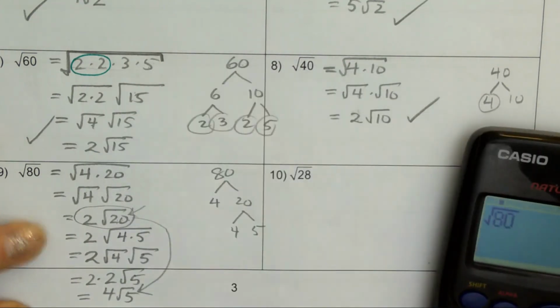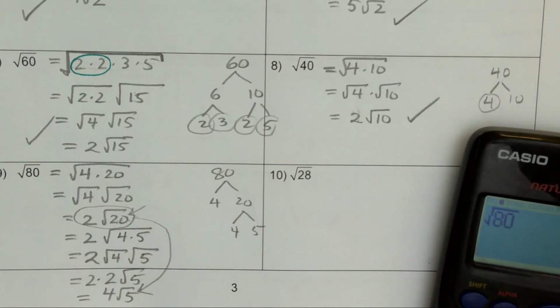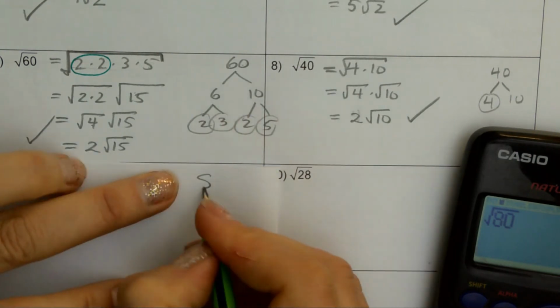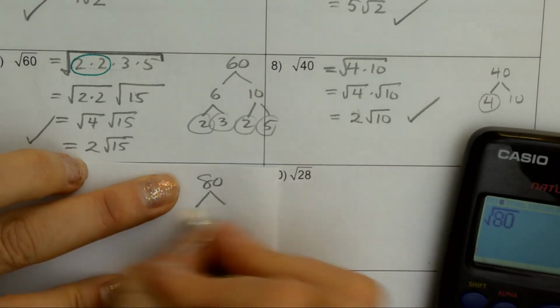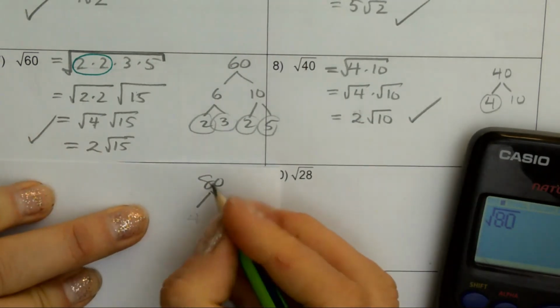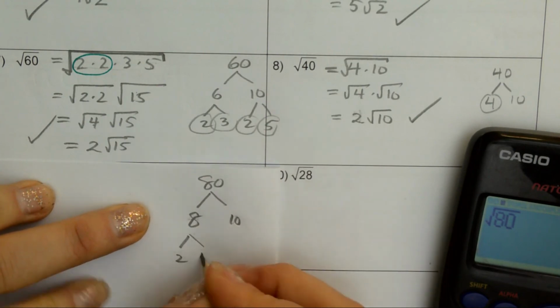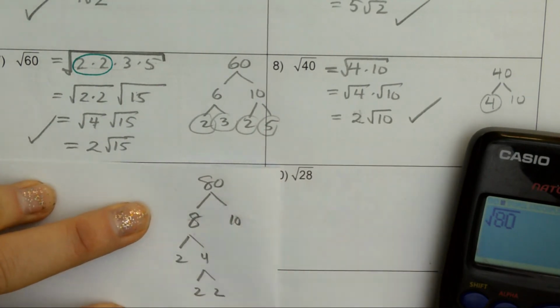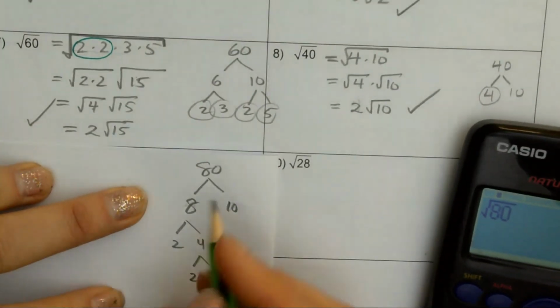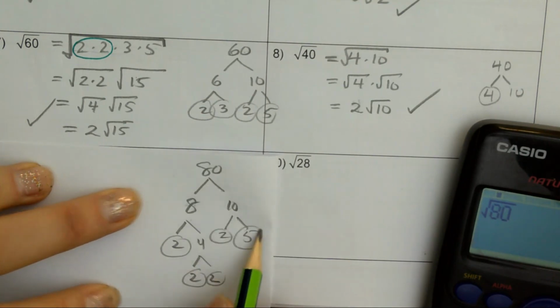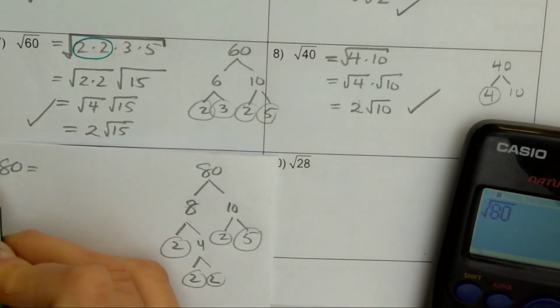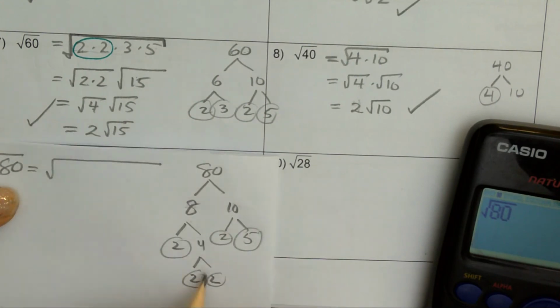And if you want, let me get a piece of paper, you could always do it differently. Let's start as if we haven't done it before. That would be 8 times 10, 2 times 4, 2 times 2, and then 10 is 2 times 5. So how many 2's? 1, 2, 3, 4. So 80 is equal to 2 times 2 times 2 times 2 times 5.